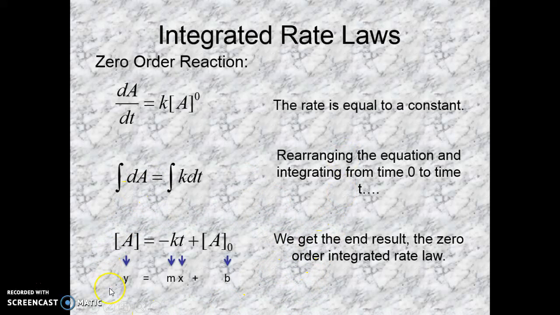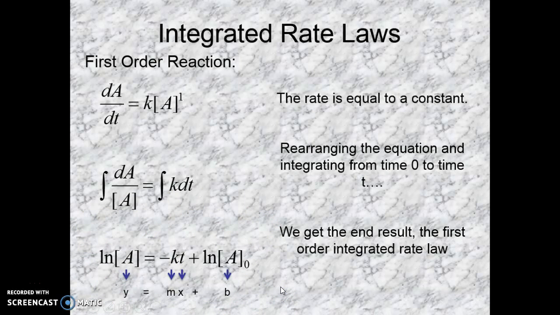In a 0 order reaction, we can rearrange the equation into y equals mx plus b, where this is the concentration of the substance at whatever time. This is the concentration of the substance at the start. This is the time that has passed, and this is your rate constant. So if we do all our calculus to this idea, this is the equation you wind up with.